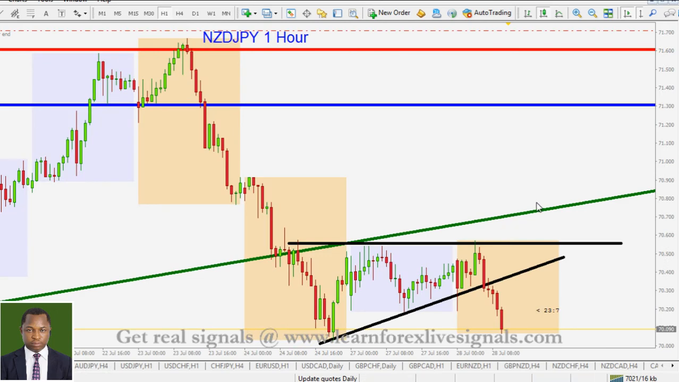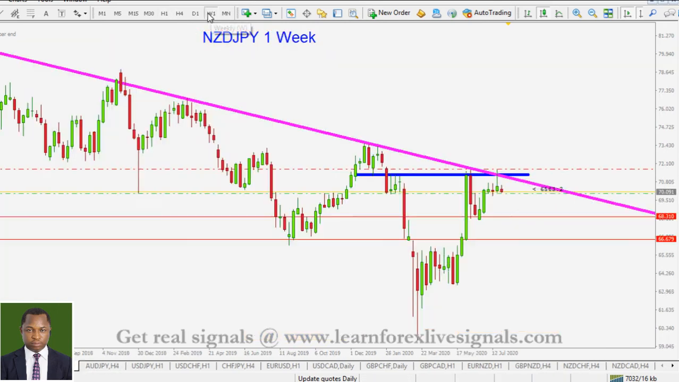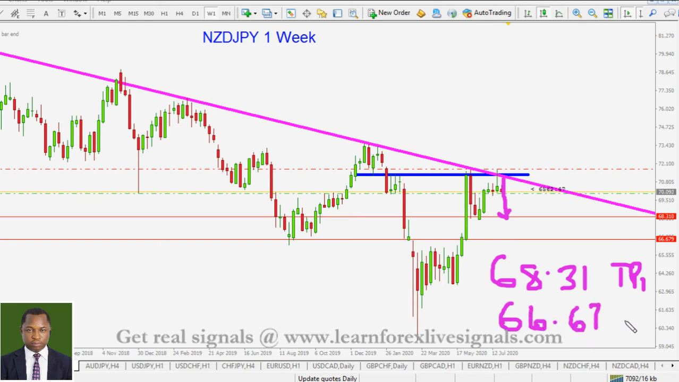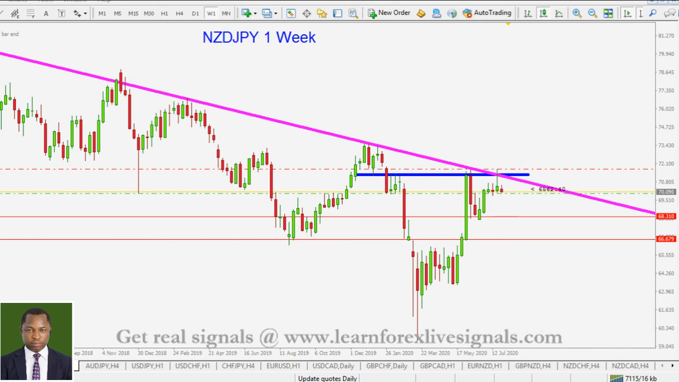The other one is the New Zealand dollar against Japanese yen. This also should be pushing to the downside. We're expecting price to push as far as the 68.31 level for the first target. All right, and the second target, 66.67 level. Those are the expected moves for this pair. We want to see price drop all the way to that area if possible.